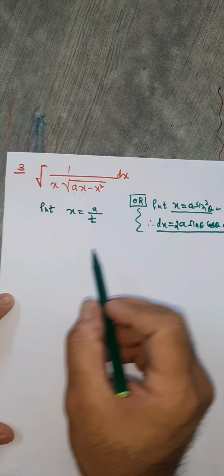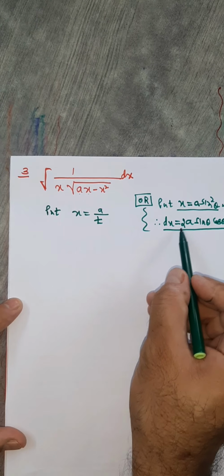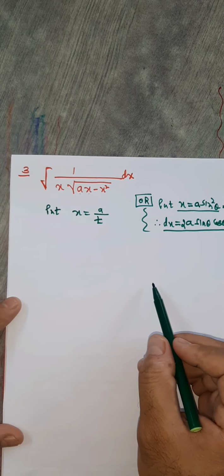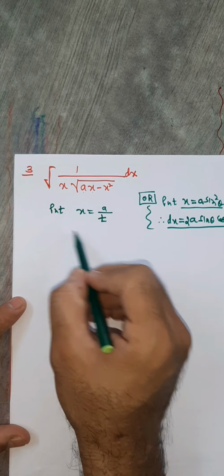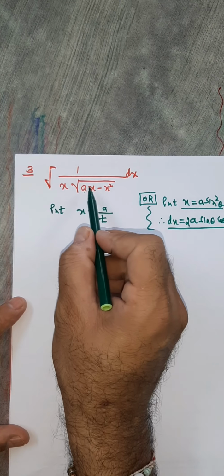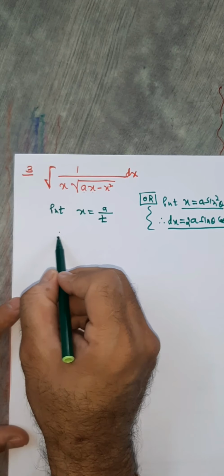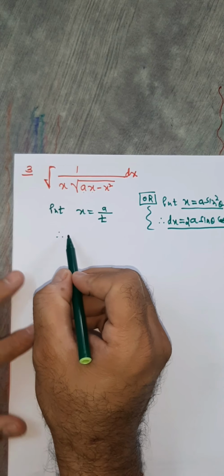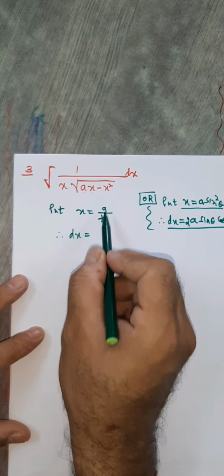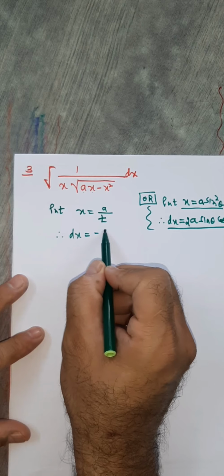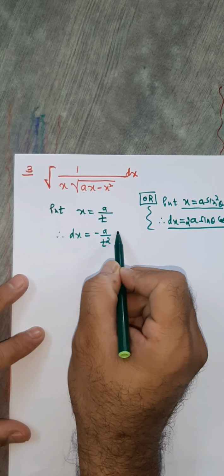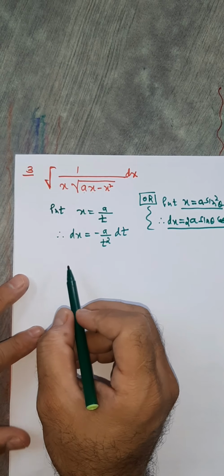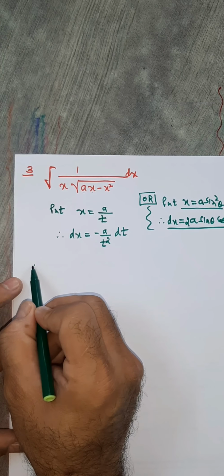The other way is this. I'll do it this way, you can try this way. You will see that very easily you can get the answer. This is indirectly a reciprocal substitution, but since a is there, that's why we have chosen a here. Differentiation: dx equals a, being constant, as it is, and the derivative of 1 by t is minus 1 by t square dt. Now let's come to the integral here.